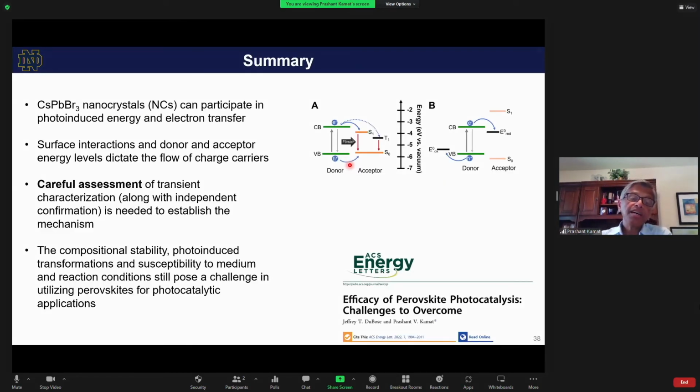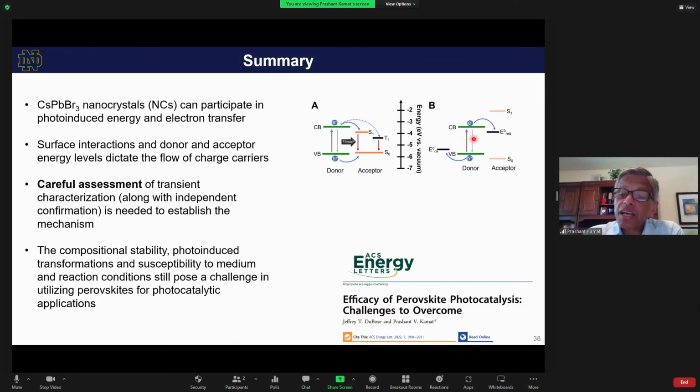To summarize, I gave you two examples. Cesium lead bromide nanocrystals can participate in photoinduced energy transfer as well as electron transfer processes. Depending upon how the molecule is bound to the surface and their energy levels, it dictates which one occurs. For energy transfer, either you need to have Förster energy transfer, or you have to transfer both electrons and holes together to generate the singlet excited state. That's a Dexter mechanism. On the other hand, in photocatalysis, you can transfer only one.